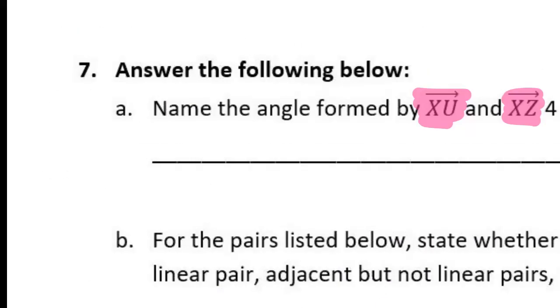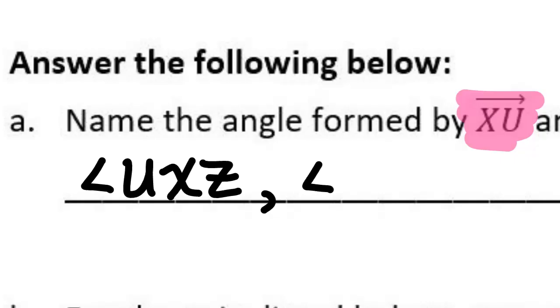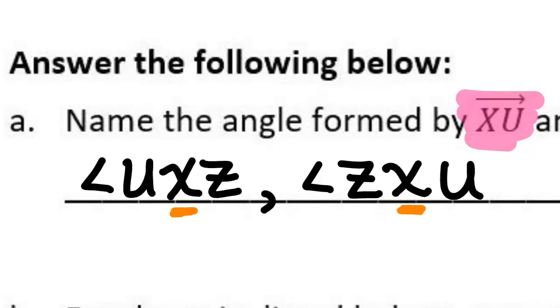UXZ. Angle UXZ. U to X and then all the way over to Z. Yes, not equals. Does the order of my letters matter? Not really, except for one letter has to stay put. Which one has to stay in the same spot? X, the one in the middle. So how could I use this name to write another name? ZXU, angle ZXU. X has to stay in the middle, but the first and last letter can flip around.